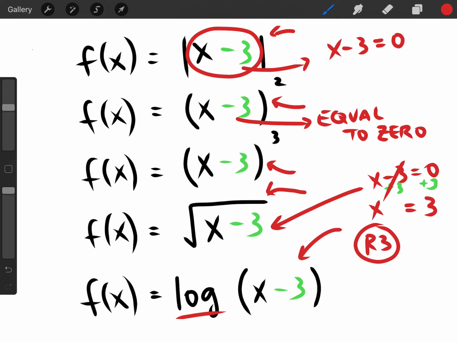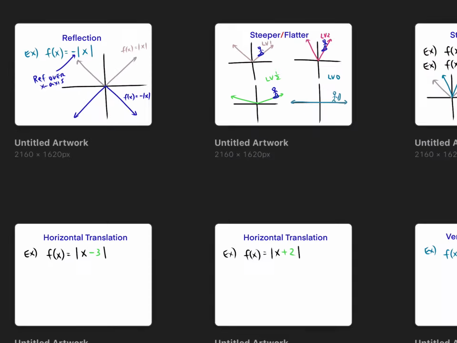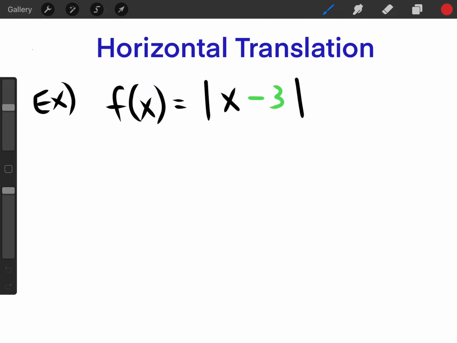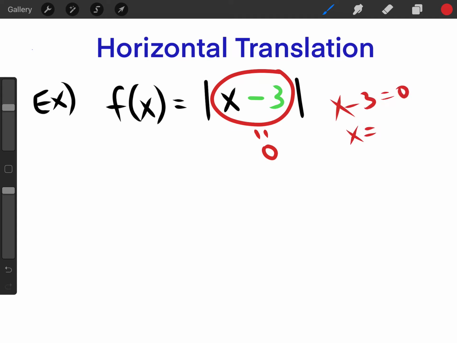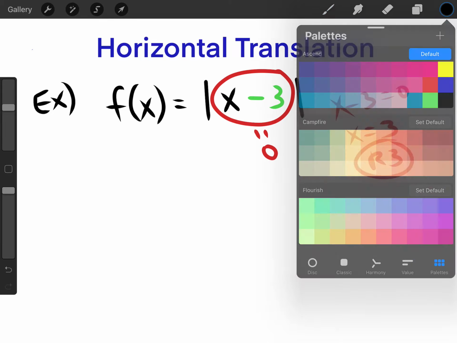Okay, so I'm going to show you guys how it goes. So horizontal translation. Look at this. You have to set this expression inside the absolute value notation equal to 0. Looks like somebody's face, right? So x minus 3 equals 0, x equals 3, which means that the entire V is going to get shifted towards the right by 3 units.